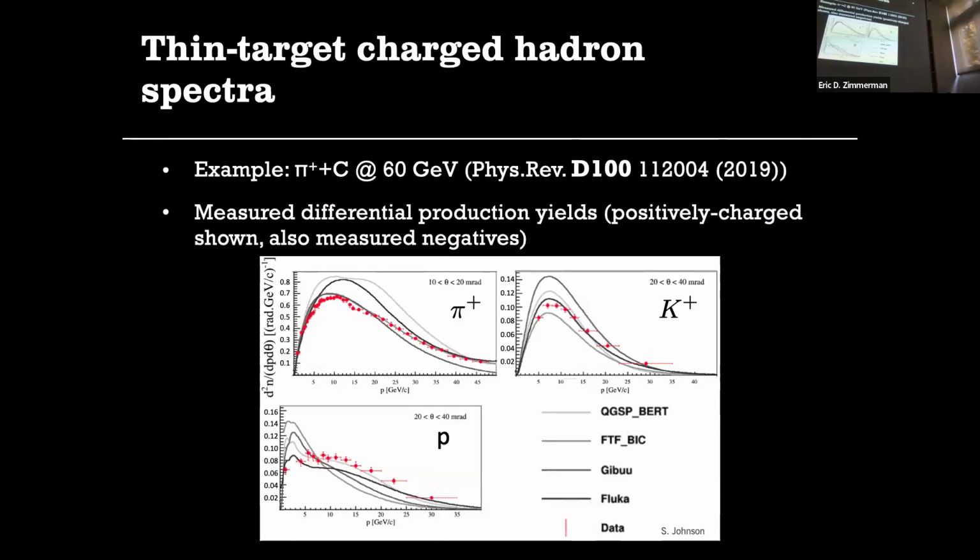Here's an example. This is the pion-carbon at 60 GeV data. These are differential production yields for positively charged particles. Of course, we also have negatively charged particles.